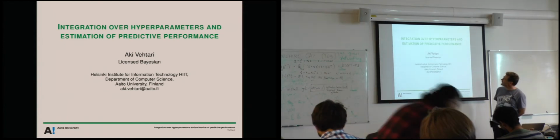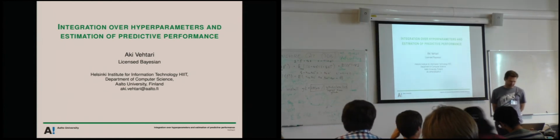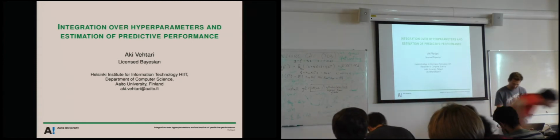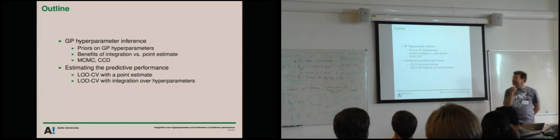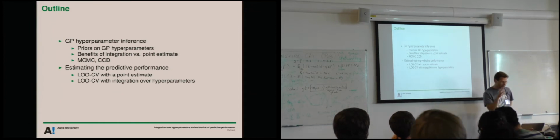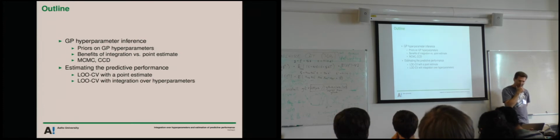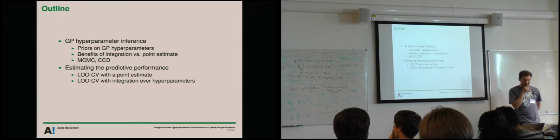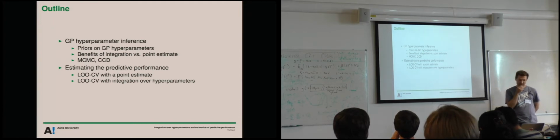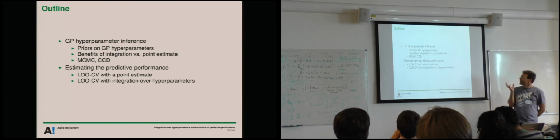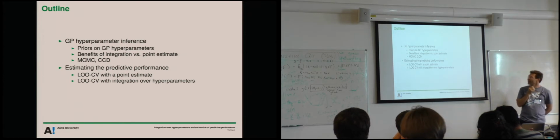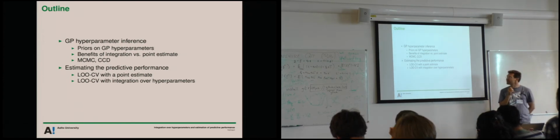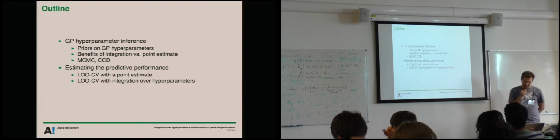So in the last episode, Neil was talking about licensed Bayesian, and I thought to add that to my title. In this talk, there are two parts: GP hyperparameter inference, a lot about priors on GP hyperparameters, benefits of integration versus point estimate, and MCMC and CCD for making these integrations. And then if there's still time, a little bit about estimating the predictive performance.